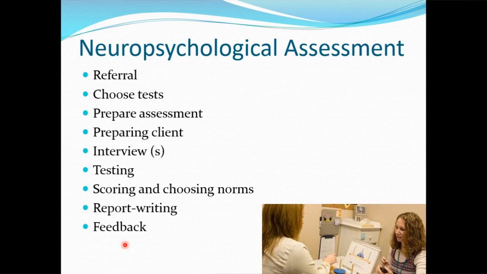And you do your report writing, and you might or might not give feedback. Most attorneys, if you're doing medical legal work, don't want you to give your patient feedback. So check that with your attorney before you give feedback, and they have their various reasons for that. But if it's a clinical patient that's referred by a doctor, it's always a good idea to give them feedback, I believe.